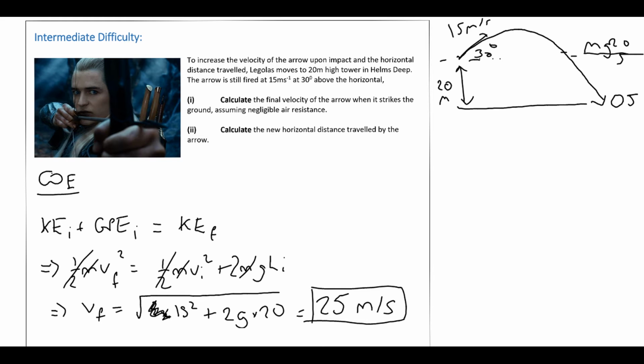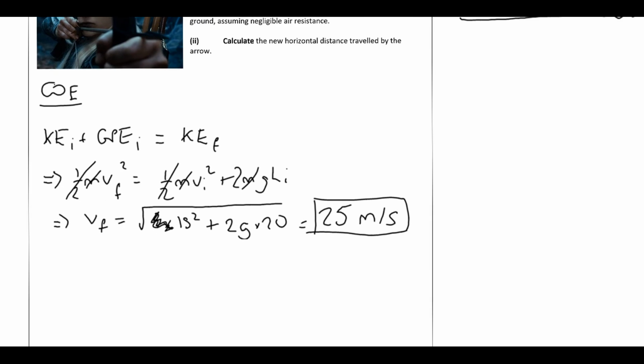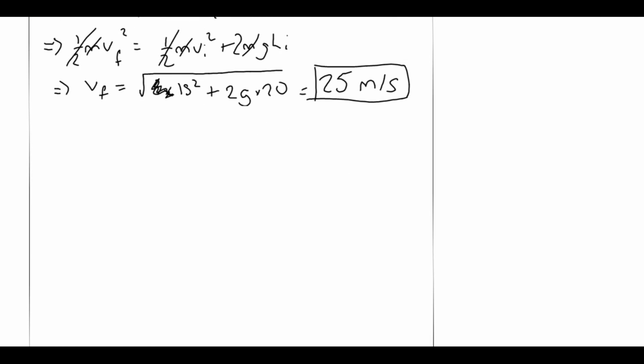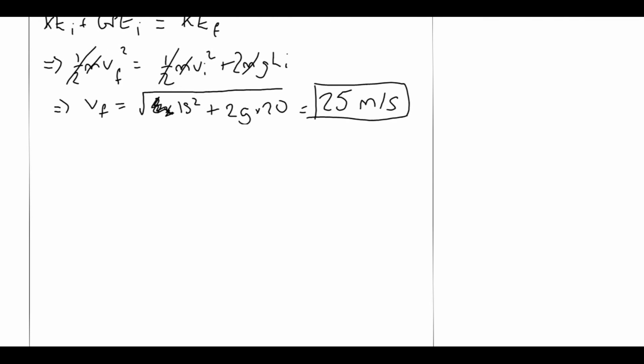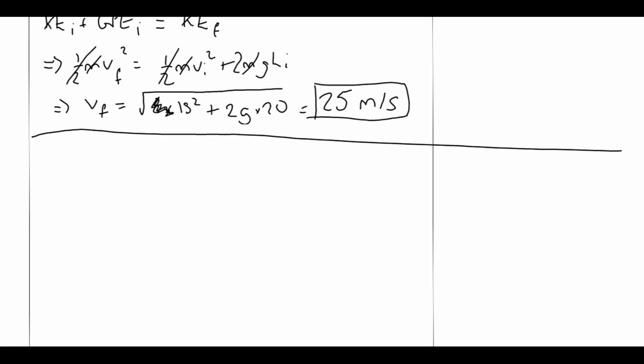So it wants us to calculate the new horizontal distance travelled by the arrow. So let's set this problem up the same way we did previously, using our s equals ut minus half at squared equation. Remember, u was 7.5, and we know that a is minus 9.81. The displacement is now going to be minus 20, because it's 20 below the original position. So let's put in the values there.